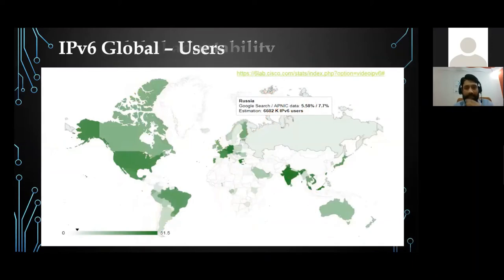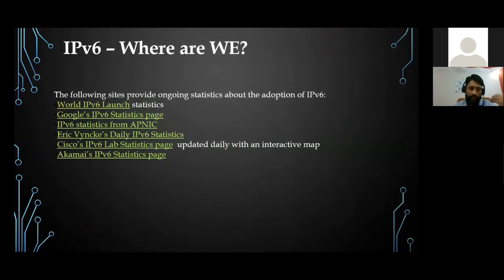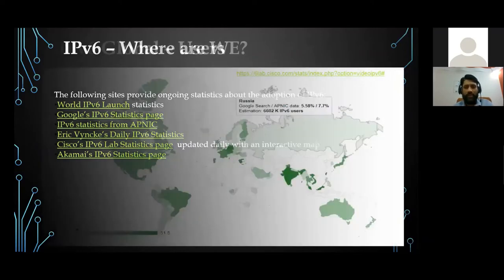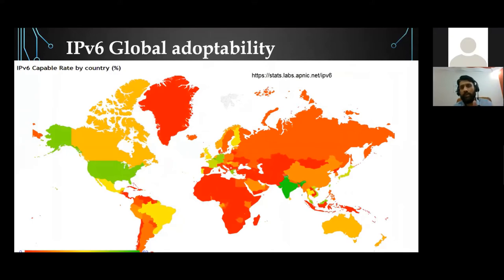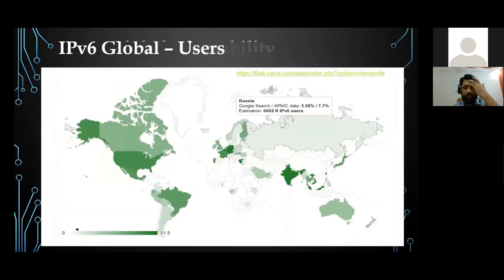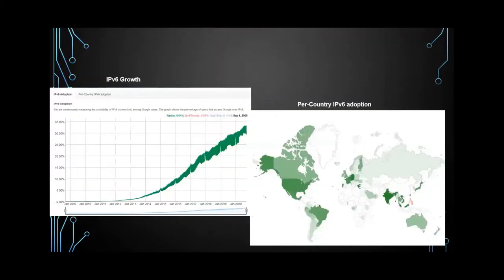Specifically, if I take an example from the Cisco website, they show Russia, for example, with around 5% availability of IPv6 and about 6,600K IPv6 users right now, which is a very good number. I'll share the link for your information. There are other links too, with statistics from Google, Cisco, and Akamai, the famous CDN. I put two graphs, one from Google and APNIC, the IP provider for the Asia Pacific region, and one from Cisco, a leading provider. As per country availability, this one from Google shows 35% as of September 4th, two days ago. This is the current status.